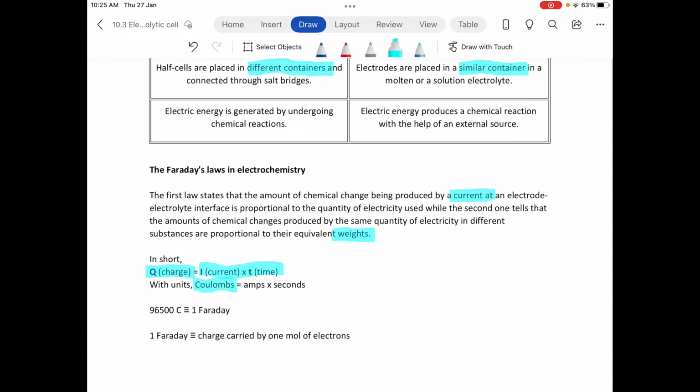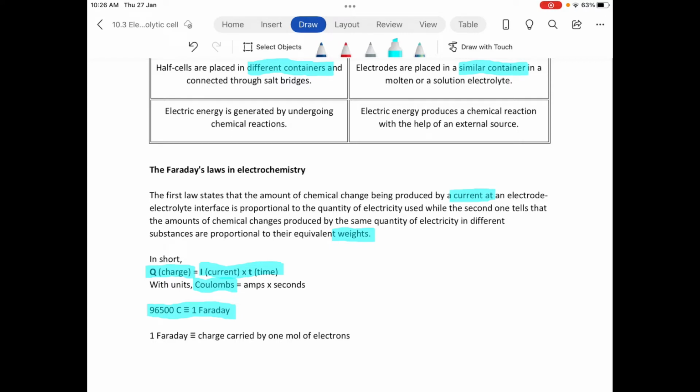Okay, there are two units to measure charge. One is coulomb, the other one is Faraday. Okay, so apa hubungan coulomb dengan Faraday ni? One Faraday is equivalent to 96,500 coulomb. Okay, kenapa ada coulomb? Kenapa ada Faraday?